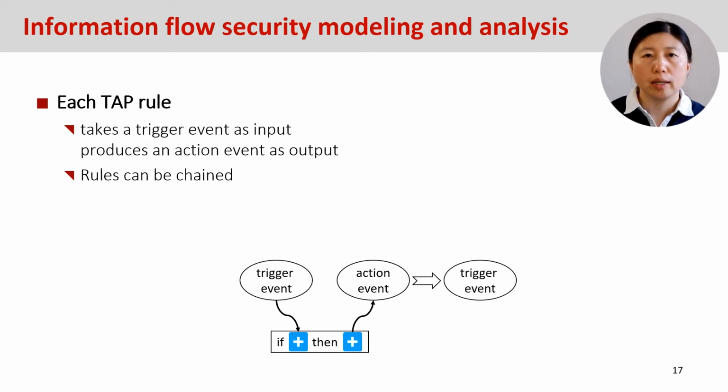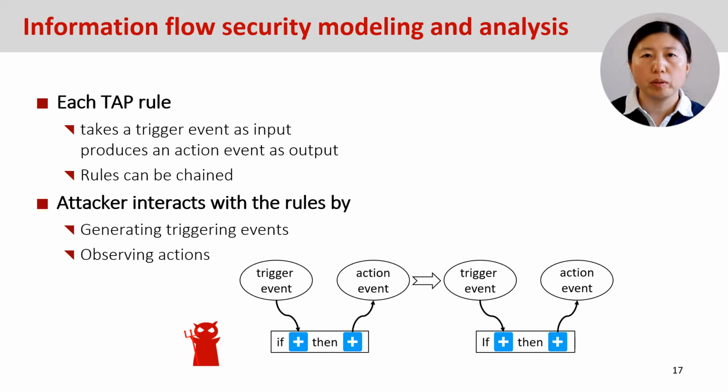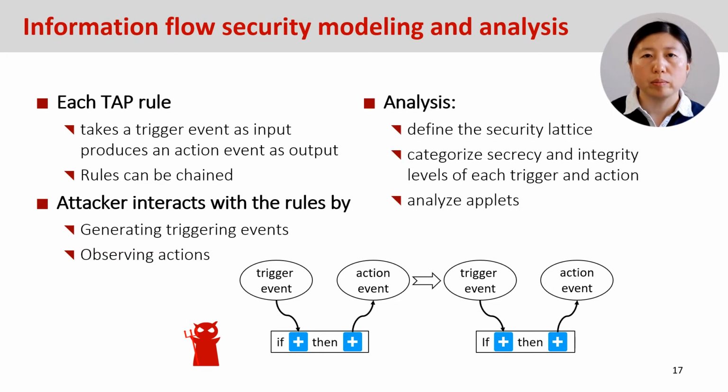An attacker is someone who can interact with these rules by generating triggering events and observing action events. To perform information flow analysis, we need to define our security lattice. That would require us to look at the triggers and actions, categorize them, and find the proper labels for our security lattice. Once this is done, we can analyze our rules or applets for information flow security violations.